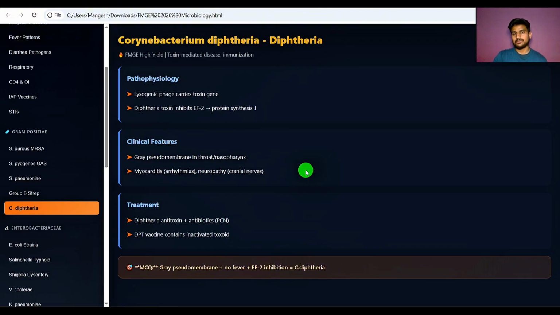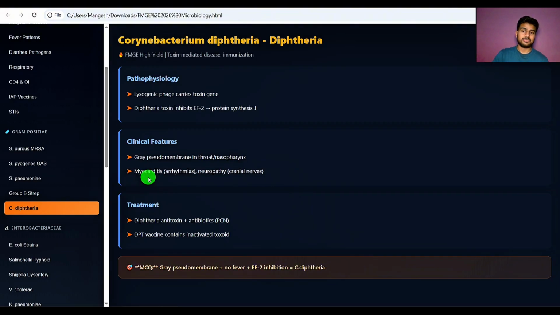So the clinical scenario can mention something like the doctor examined the patient, and on clinical examination there was a gray pseudomembrane in the patient's throat or nasopharynx. What can be the most likely organism causing this condition? So you have to remember that gray pseudomembrane points towards diphtheria. This is how you get hints from the question or examiner.